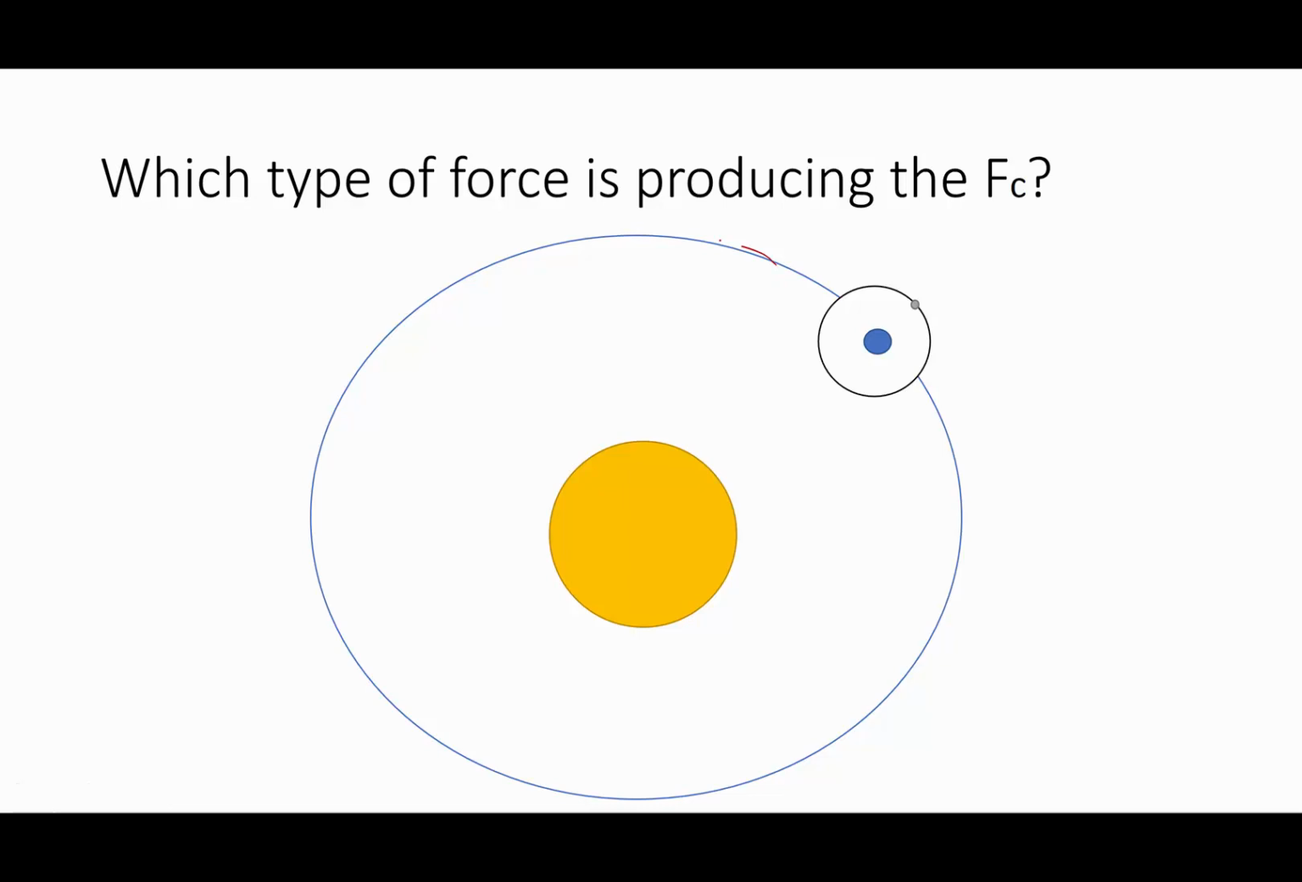Now the Earth is in orbit around the sun. As it orbits the sun, what's producing the centripetal force? Well, sure, that's the force of gravity. And the force of gravity is also the centripetal force that holds the moon in orbit around the Earth.